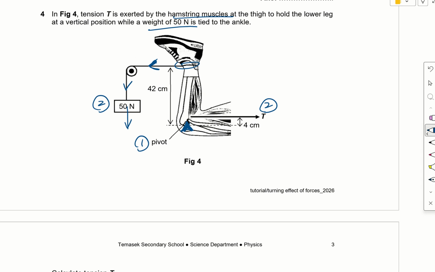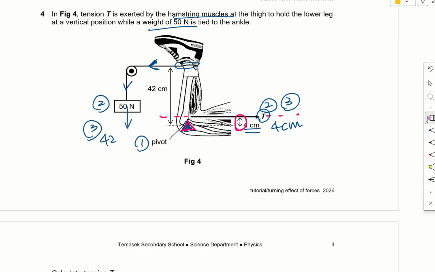Okay. Step 3, which is the difficult part, finding the perpendicular distance. We have this 4 cm, and you see, if I extend the force, drawing the line of action of the force, we see that the pivot is here, then this will be the perpendicular distance. So we have 4 cm for T. For this 50 Newton, the perpendicular distance is actually 42 minus 4. Am I right? No, it is just 42.